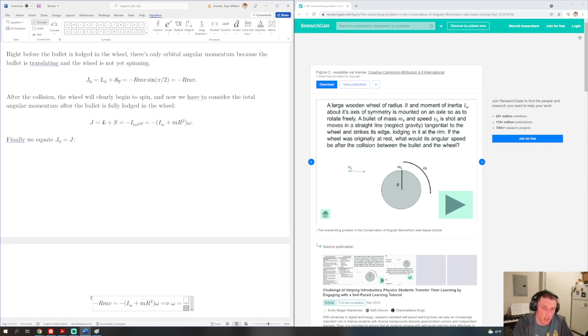So we get that it's going to be R m v over I w plus m r squared. And yes, the little m is just the mass of the bullet, because look, we were given the moment of inertia of the disk, and remember that the moment of inertia takes into account the mass, right? So it's totally fine here that we don't know the mass of the disk, because all we really care about is the moment of inertia.